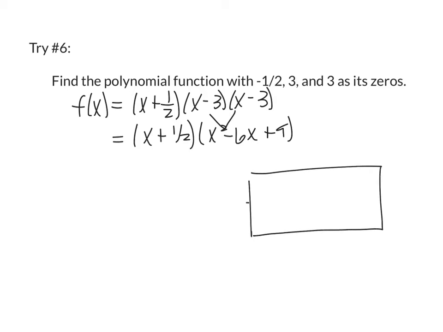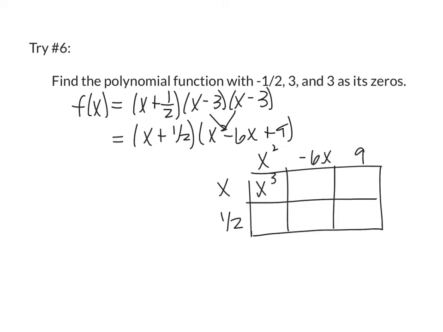Don't be afraid because you see a fraction. If you want to, you can change it to a decimal. It doesn't matter, but I'm going to leave mine as a fraction. So that would give me x cubed. This would be 1/2 x squared. This would be -6x squared. Then -3x, because -6 divided by 2 is -3. 9x and then 9/2. And again, look at your like terms.